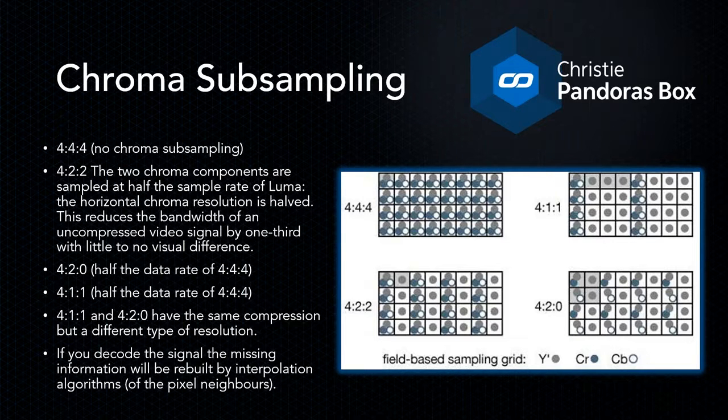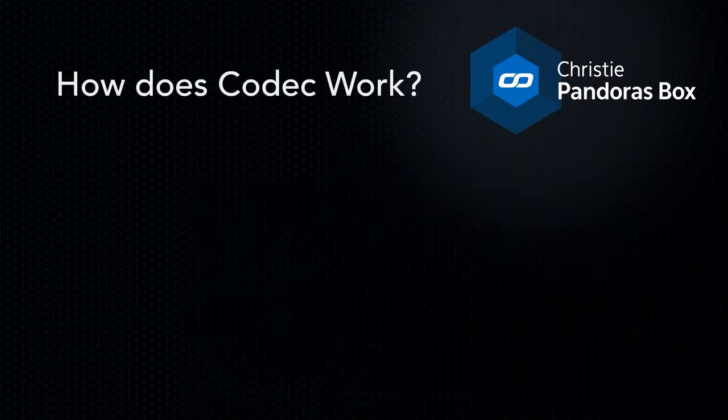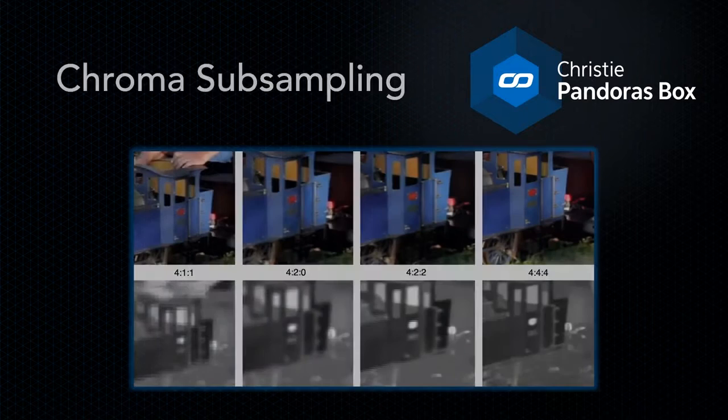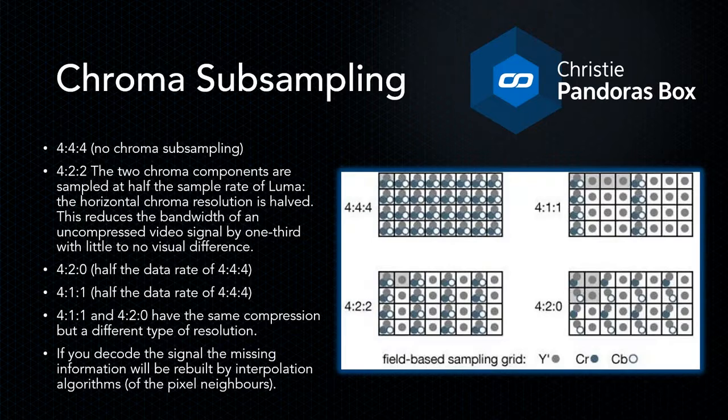But I think it's easier if you just take a screenshot on Google or go to Wikipedia to know exactly what Chroma subsampling means. I have a nice picture for you which shows the actual details. You will see the details you are losing between 4:4:4, 4:2:2, 4:2:0, and 4:1:1.